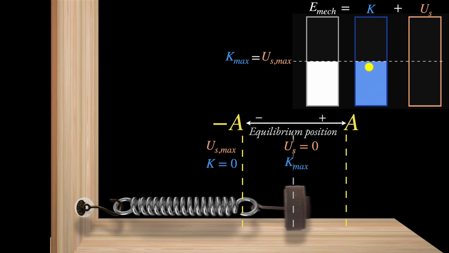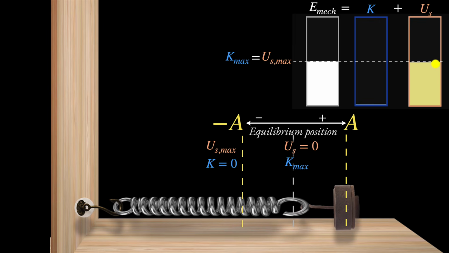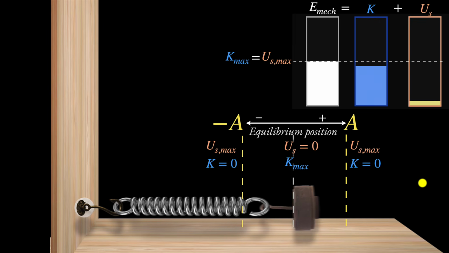So notice the mechanical energy is also the maximum kinetic energy. Makes sense, right? And then as you go from here to here, again, all of that kinetic energy gets transformed into potential energy, and the whole thing continues forever and ever.